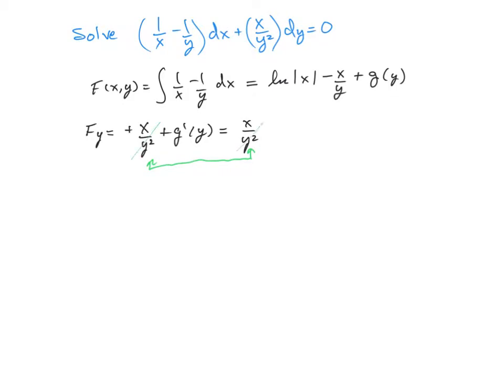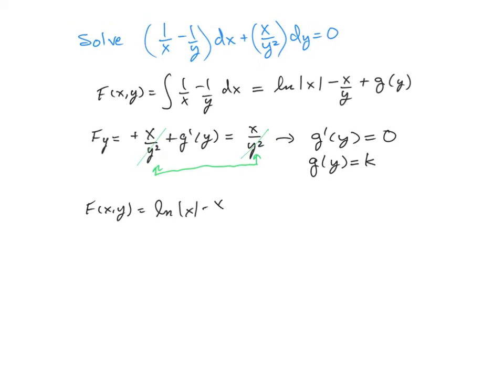So if we strike those two terms out, we end up with our g prime of y being equal to 0. That forces g of y to be equal to an exact constant, an ideal constant, if you want to say it that way. So now if we go back to our capital F, we had f of x,y being defined as the natural log absolute value of x, and then we had our minus x over y plus our g of y, which we said was k, and that's equal to capital C, because again, this is equal to a level curve.